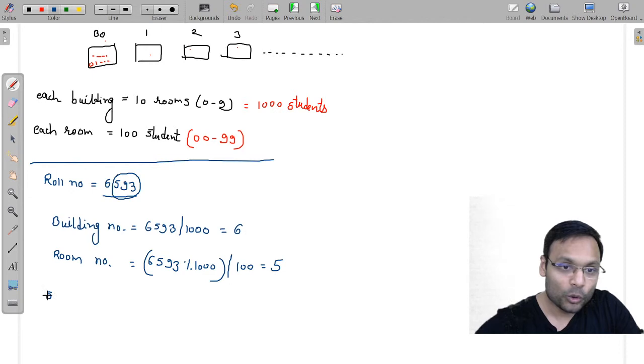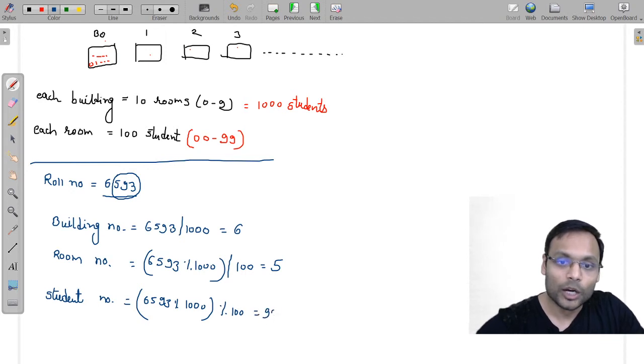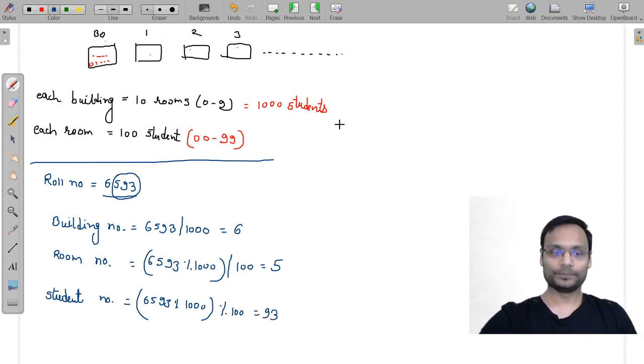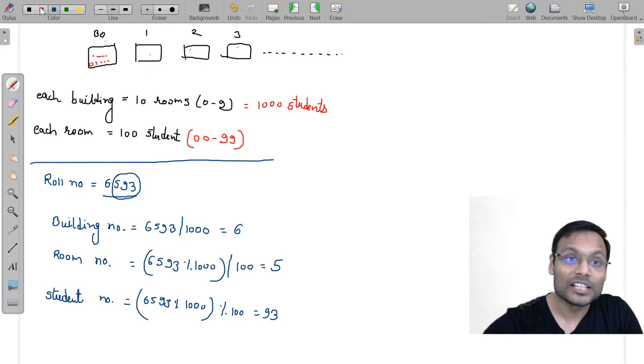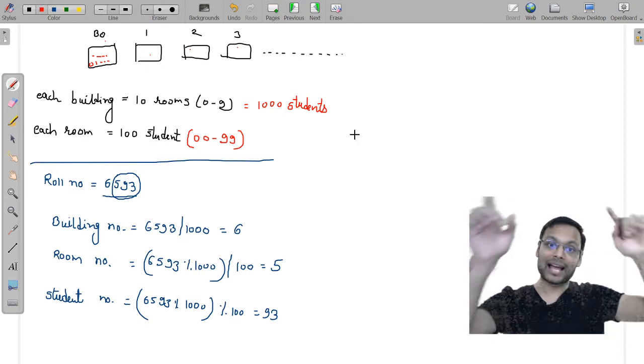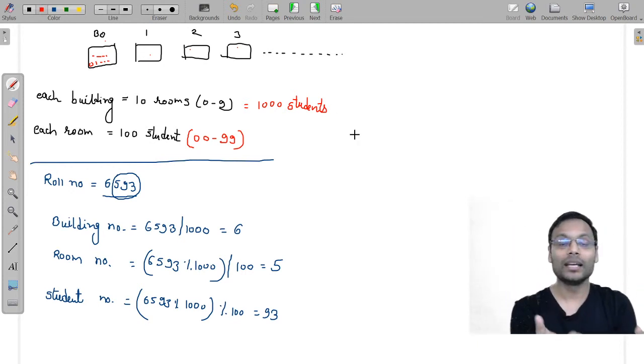So if you want to know the student number, how can you get it? You get the student number by 6593 modulus 1000, which will give you 593, and modulus 100 will give you 93, which is the roll number of that student. If you could understand this much, let's map the same thing to your disk.